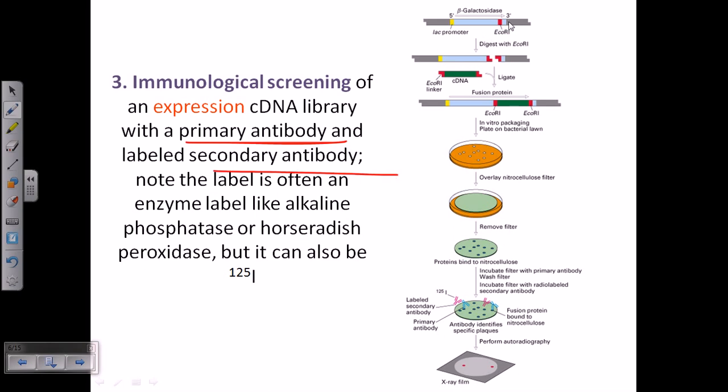Now what we get, suppose this is a segment of a vector, and this is the site for the restriction enzyme EcoR1 digestion. So we digest it with EcoR1 and also add a small segment of cDNA, which is this green colored segment, onto this position. So this is our fusion molecule, the fusion DNA at the end.